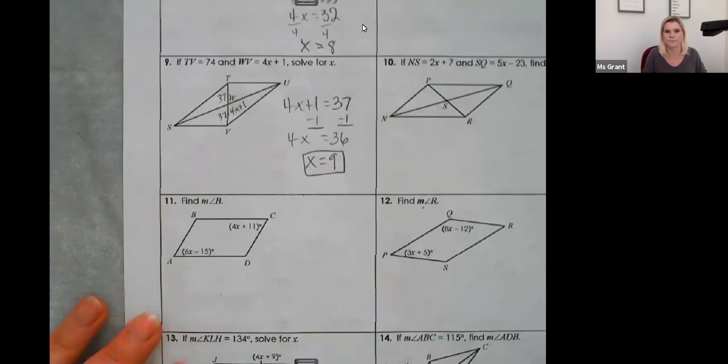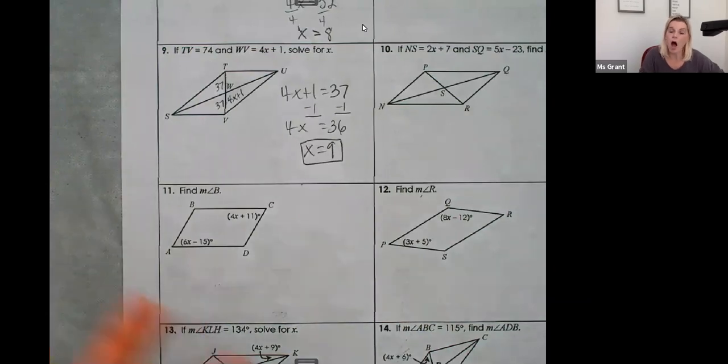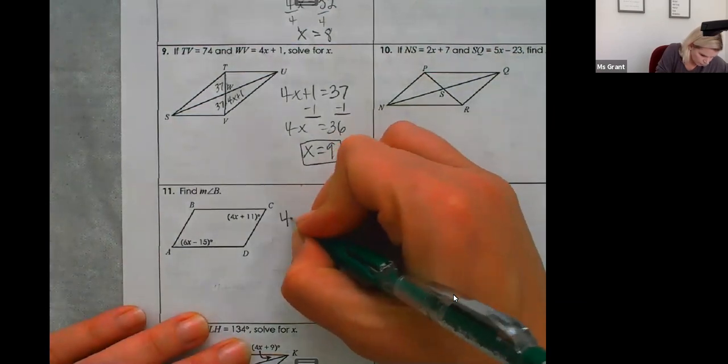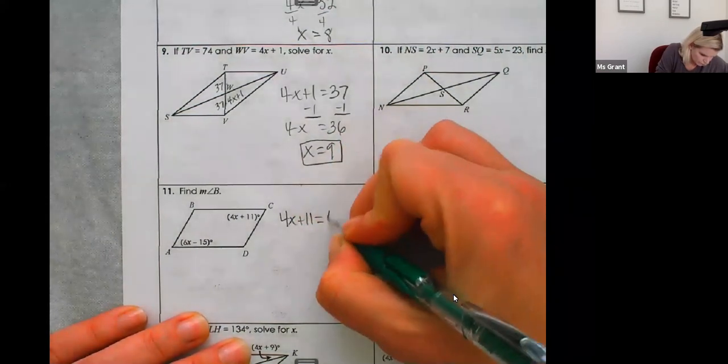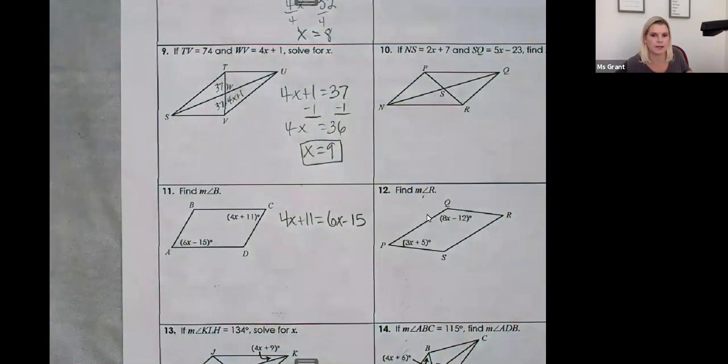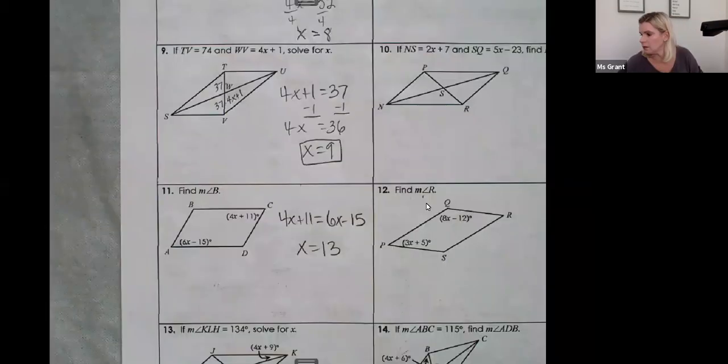Okay. 11. Opposite angles are congruent. Go ahead. I'll press pause on the video because it'll take time, and you guys do it on your own.